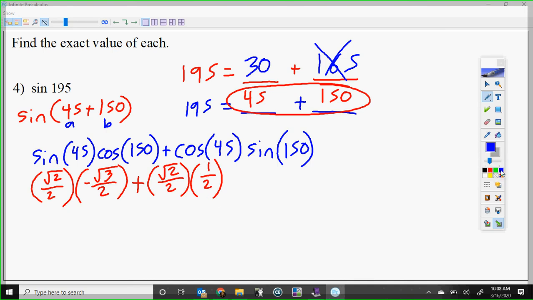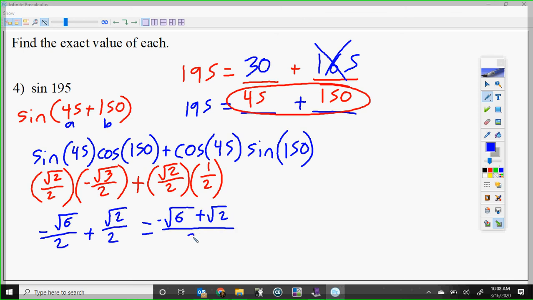Alright, well I can multiply those together, and that gives me negative square root of 6 over 2 plus square root of 2 over 2. And those two things have the same denominator, so I can combine them into one fraction and say this is negative square root of 6 plus square root of 2 all over 2. And that's what the sine of 195 is as an exact value.